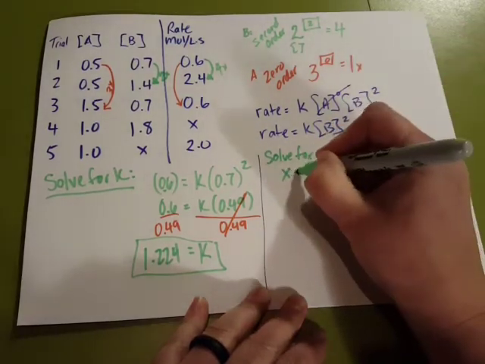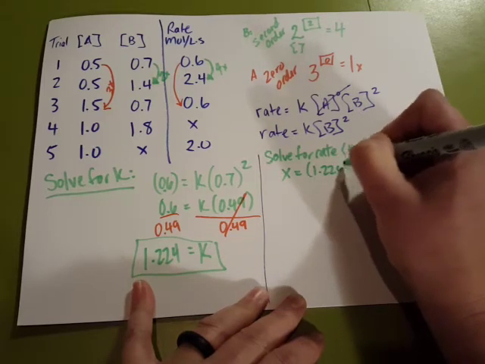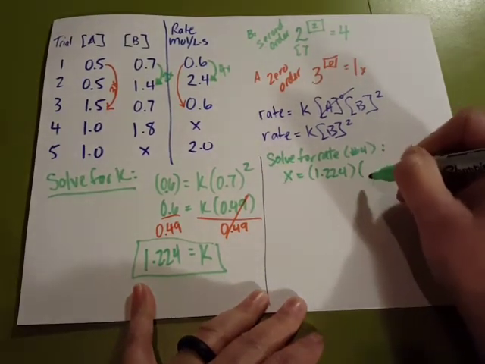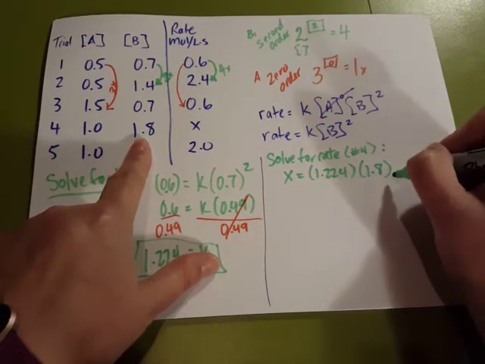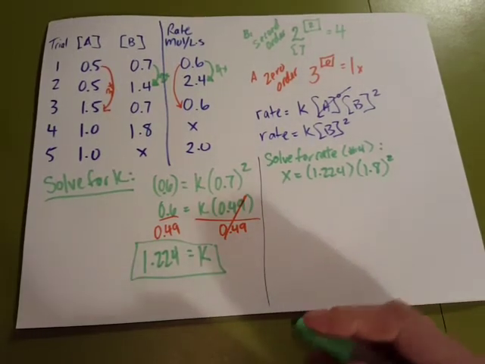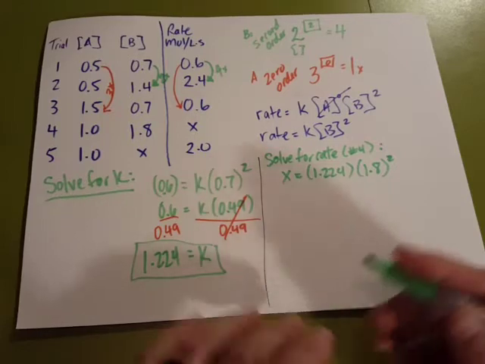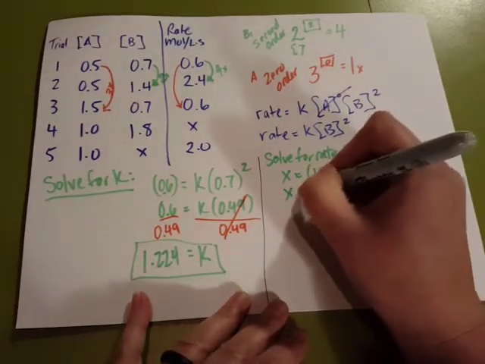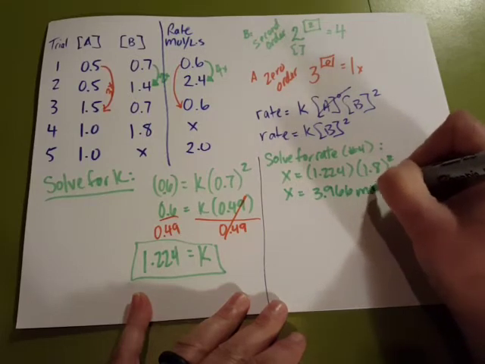So we're solving for rate. K we know is 1.224. B in trial 4 is 1.8. And we, again, can't forget the squaring. So once you get all that stuff going into your calculator, you should be able to just hop right out into a final answer for rate.